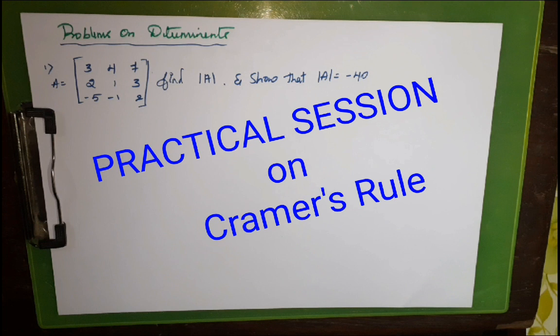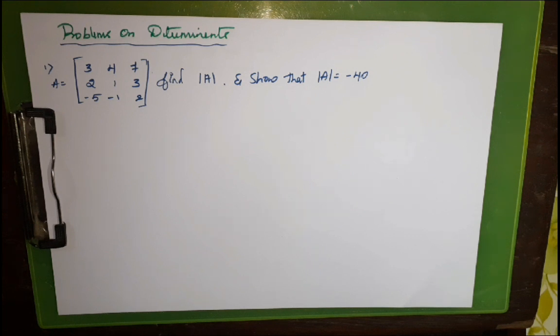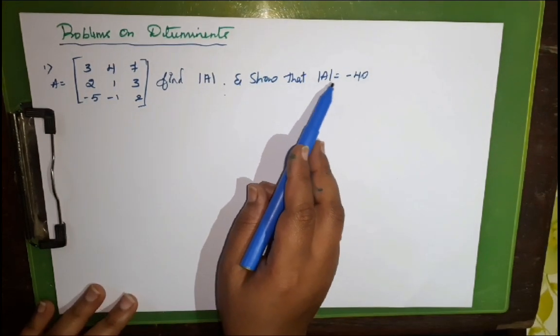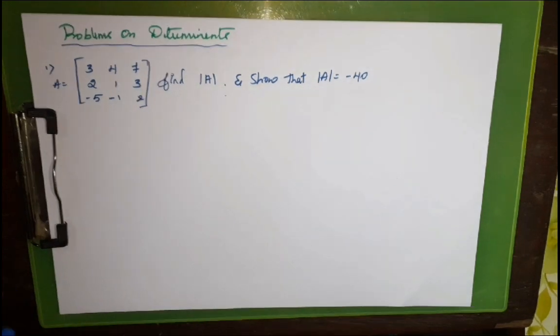In today's class I am taking a few sums based on determinants. Then we will work out the sums under Cramer's rule. So this kind of question you can expect under determinants. Here they have given the matrix A and they are asking you to find the determinant and show that the determinant is equal to minus 40.